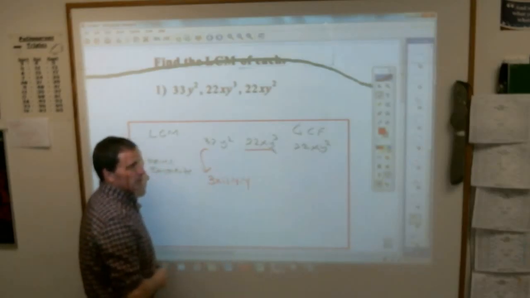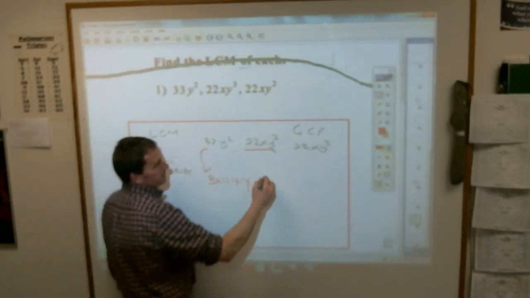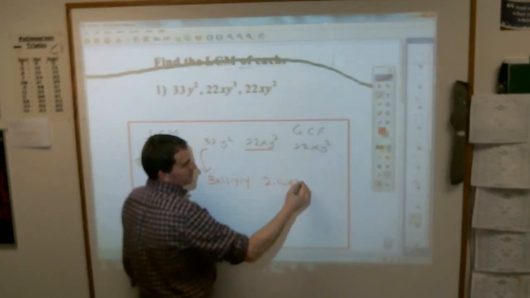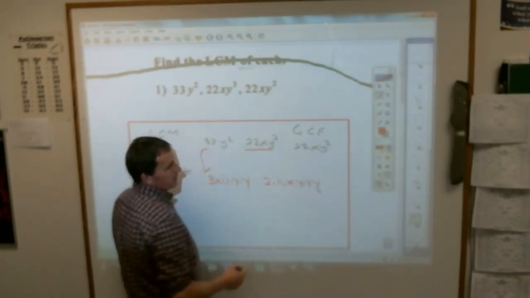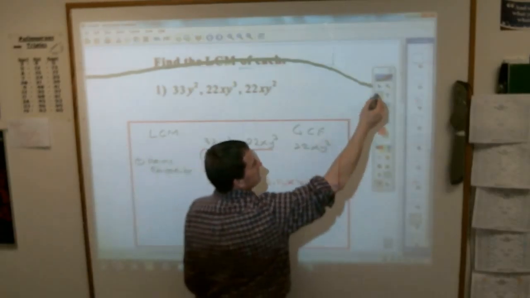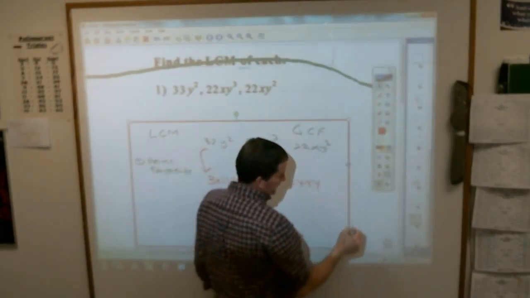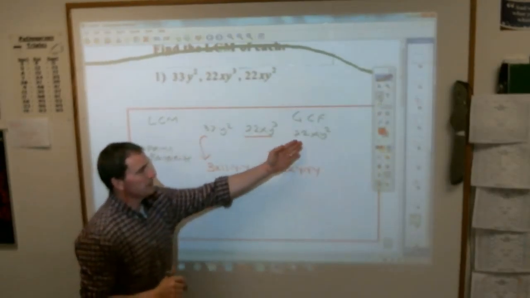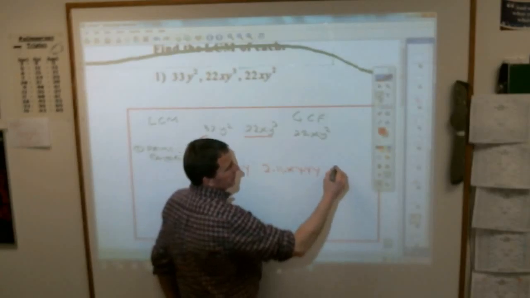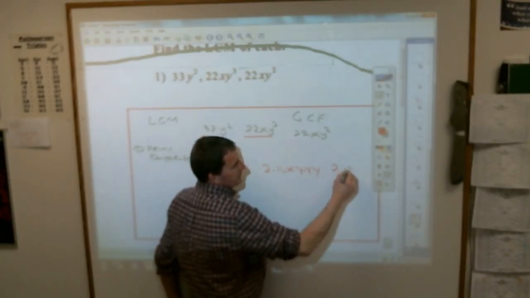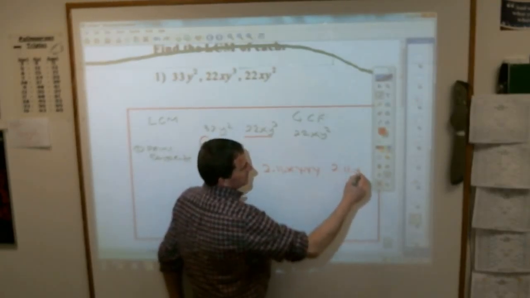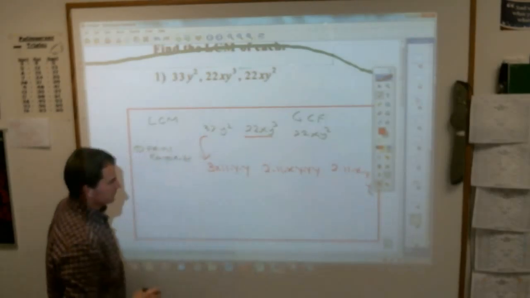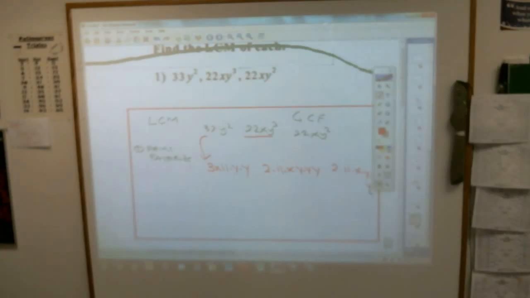What does 22xy cubed break down into? 2 times 11 and x times y times y times y, right? Feel free to agree with me at any point. And then what does 22xy squared break down into? 2 times 11 times x times y times y. Okay?